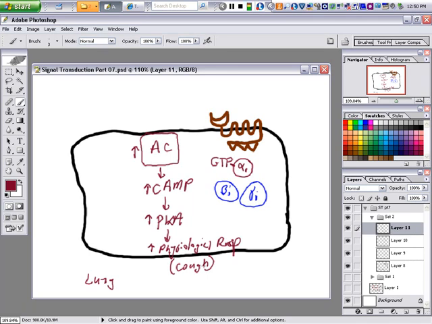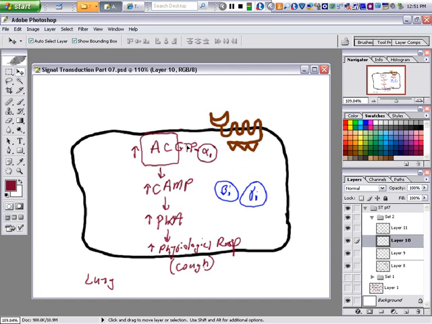But one good thing about this is it's prevented. This is prevented because here you have the alpha inhibitory GTP actually goes and it blocks adenylate cyclase. It lowers the activity of adenylate cyclase, lowers cyclic AMP, lowers protein kinase A, and you don't cough. You just breathe normally. Okay? Does that make sense before we get to the disease?